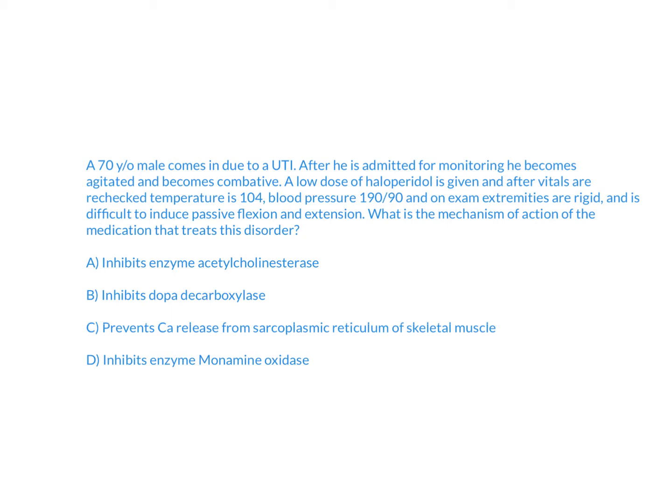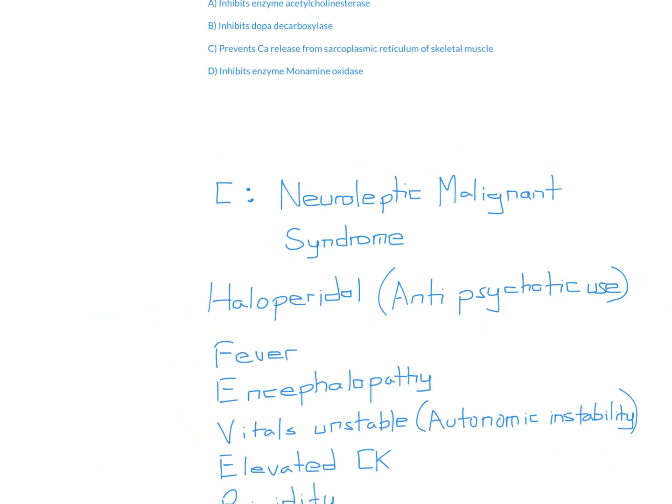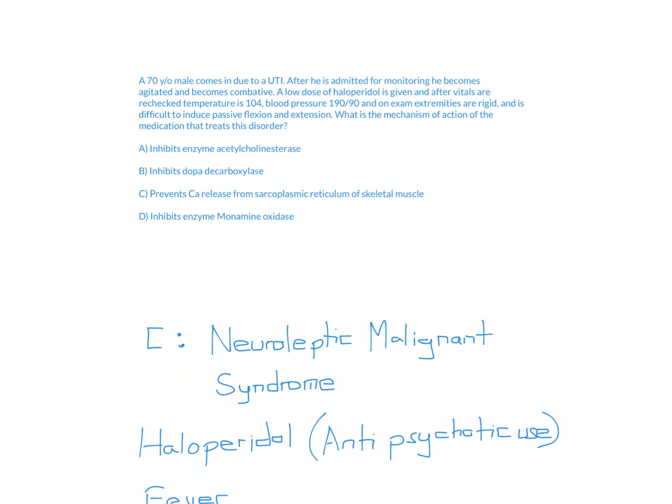Okay, so the answer is going to be C, prevents calcium release from sarcoplasmic reticulum of skeletal muscle. So the first thing you have to recognize for this question is that it's neuroleptic malignant syndrome. This syndrome is typically caused by antipsychotics. In this case, the antipsychotic that was given was haloperidol, and sometimes they do use it when the patient experiences agitation and combativeness, likely due to delirium.